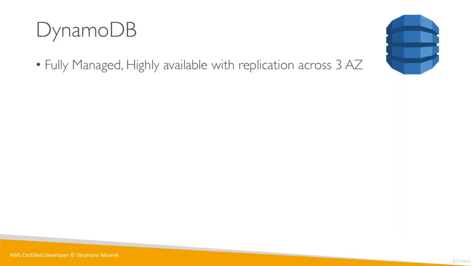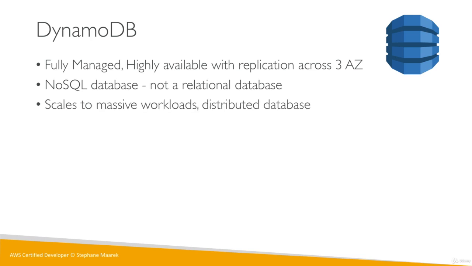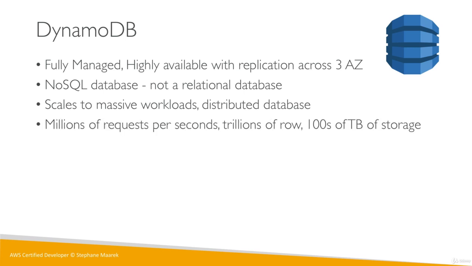DynamoDB is going to be a fully managed, highly available database with a replication factor across 3 availability zones. So by default, you get a lot of good stuff. It's a NoSQL database, as you expect, so it's not relational, and it scales to massive workloads because it's distributed and horizontally scales. And so this has been proven. Some companies have hundreds of terabytes in DynamoDB, and it works just fine. Now you can scale to millions of requests per second, trillions of rows, or as I said, hundreds of terabytes of storage. So this should fit your use case if you are a bit smaller than this.